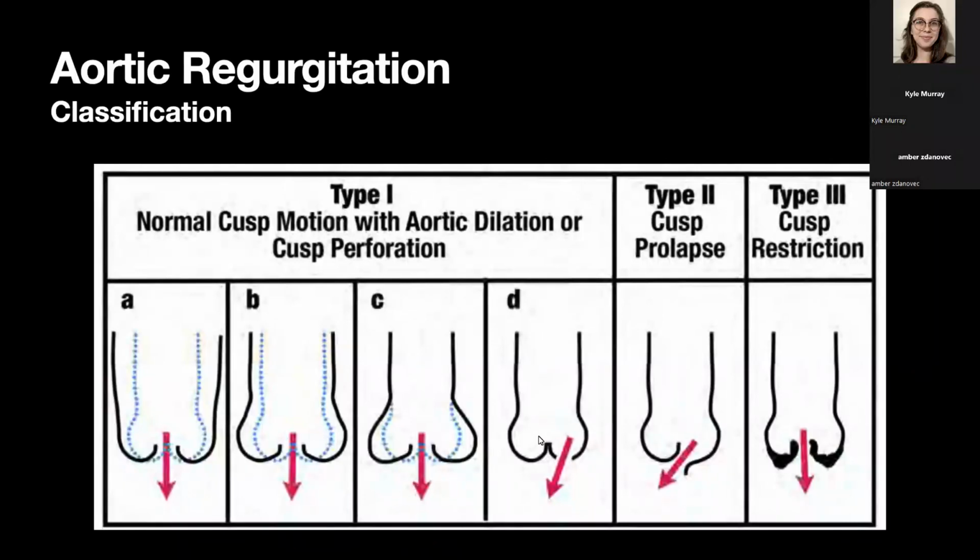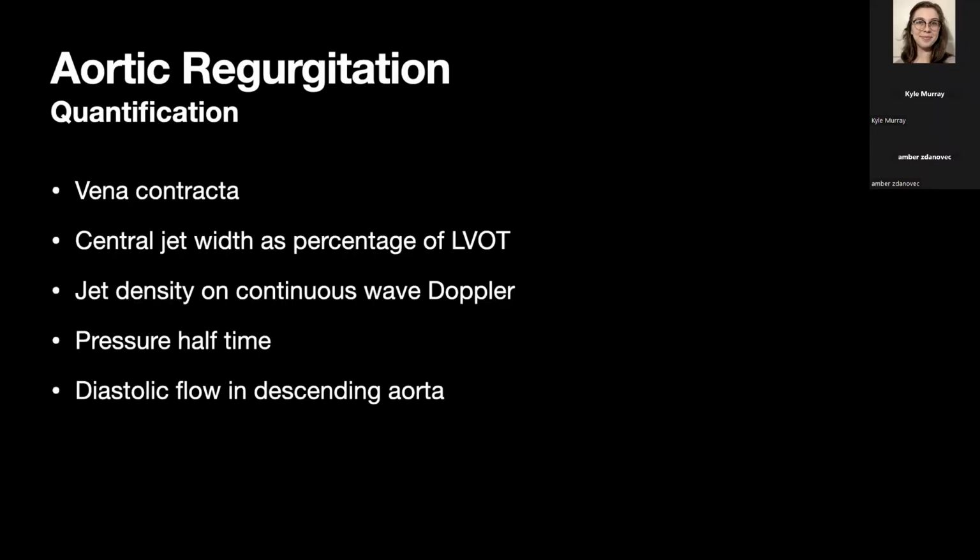And then D is always the leaflets look okay, but they got a hole in the middle, like endocarditis. You can have prolapse just like you can with MR, and then you can have restricted motion also leading to regurg. There's 5 different ways we typically measure AI. They're not leveled like they are in the guidelines for AS. So we'll go through all of these.